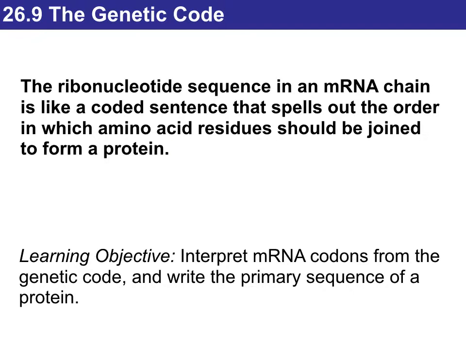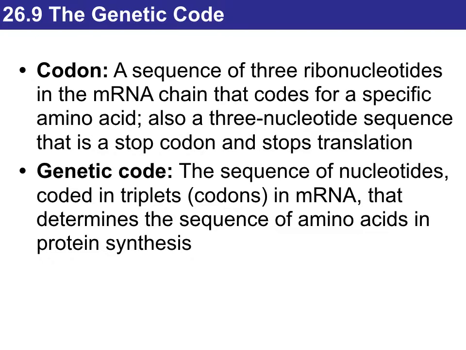The ribonucleotide sequence in a messenger RNA chain is like a coded sequence, and it gives the order in which amino acid residues should be joined together to make the protein. And those are new definitions. The codon is the sequence of 3 ribonucleotides in the messenger RNA chain that codes for a specific amino acid. And then the genetic code is that sequence of nucleotides that are coded in triplets. We call them the codons. We find them in messenger RNA, mRNA, and they determine the sequence of amino acids, the primary structure, in the proteins.